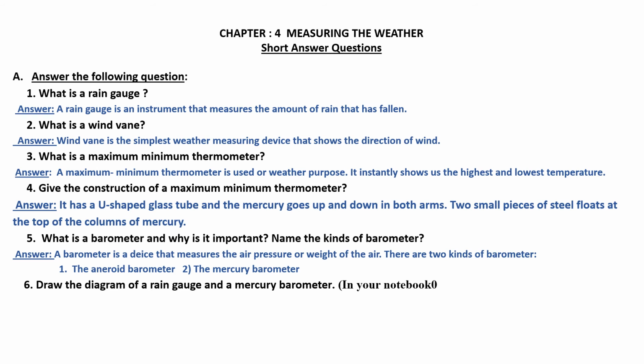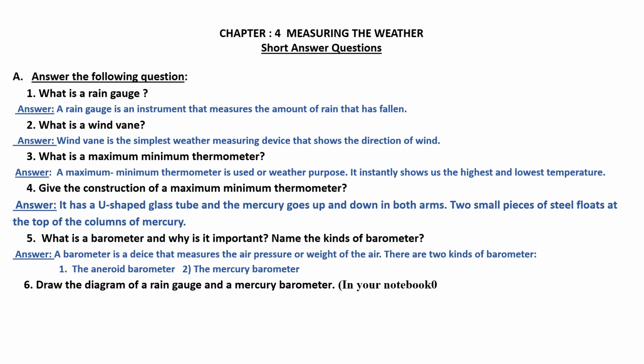Question number 2. What is a wind vane? Answer: wind vane is the simplest weather measuring device that shows the direction of wind. Question number 3. What is a maximum minimum thermometer? Answer: a maximum minimum thermometer is used for weather purposes. It instantly shows us the highest and lowest temperature.